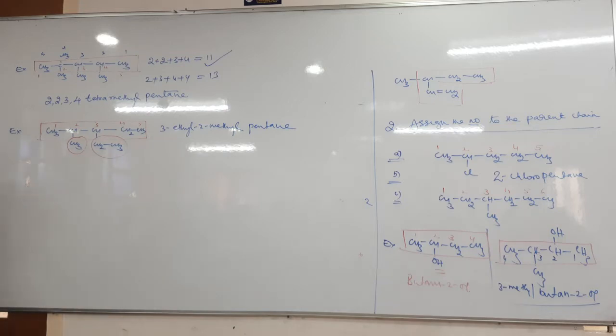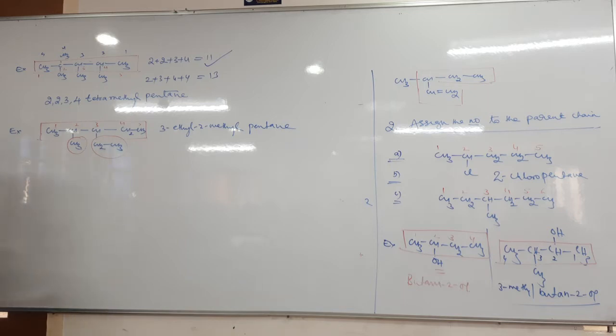Next. If two different substituents are present at equivalent positions from the two ends of the chain, then the lowest number is given to the substituent which comes first in alphabetical order.